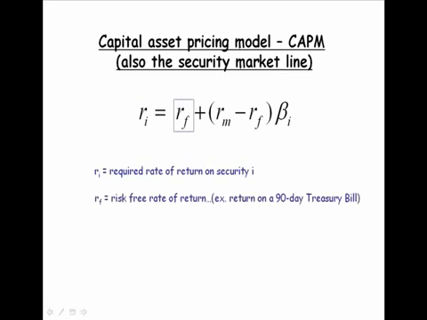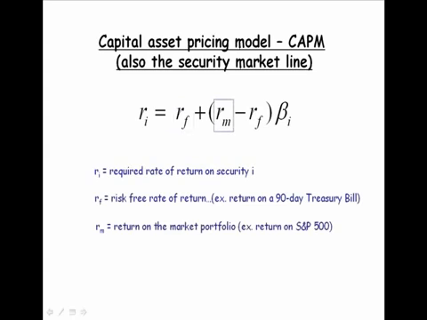Part of the equation includes the risk-free rate, the risk-free rate of return. For example, it might be the return on a 90-day Treasury bill. We also have in our formula the return on the market portfolio. Now, the return on the market is really impossible to measure because the market is so huge.